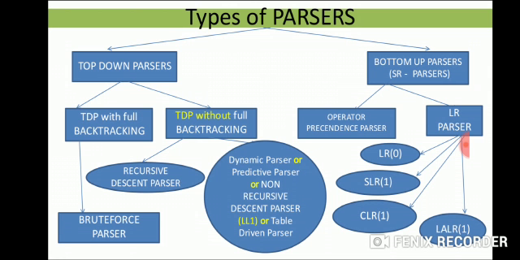Now come to bottom up parsers. It is also known as SR parsers, where SR stands for shift reduce parsers. Bottom up parsers are further categorized into two: operator precedence parser and LR parsers. Now come to LR parser. It is further categorized into four: LR0, SLR1, CLR1 and LALR1.